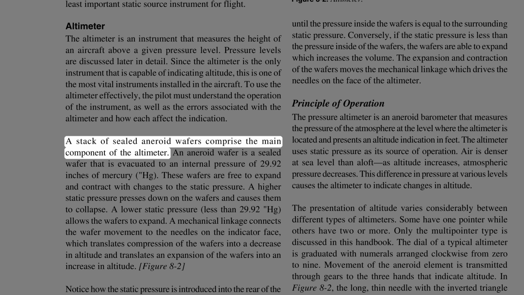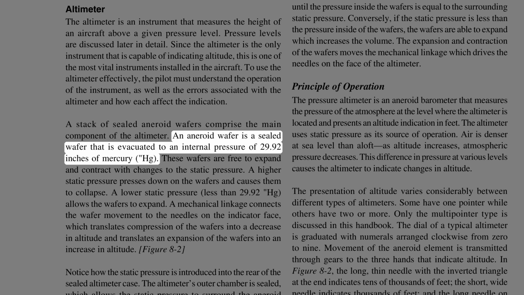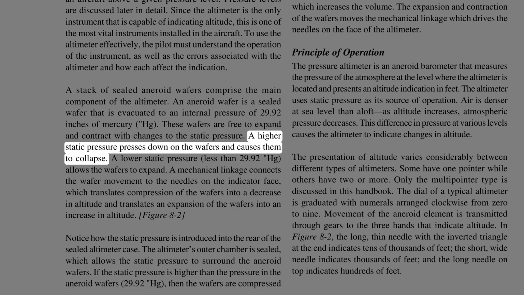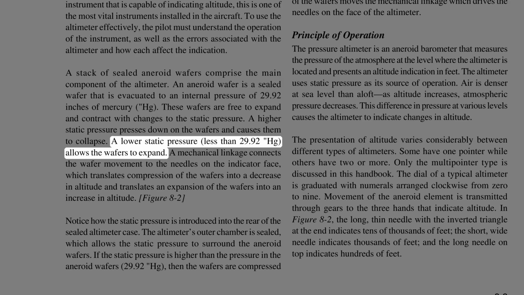A stack of sealed aneroid wafers comprises the main component of the altimeter. An aneroid wafer is a sealed wafer that is evacuated to an internal pressure of 29.92 inches of mercury, Hg. These wafers are free to expand and contract with changes to the static pressure. A higher static pressure presses down on the wafers and causes them to collapse. A lower static pressure, less than 29.92 Hg, allows the wafers to expand.